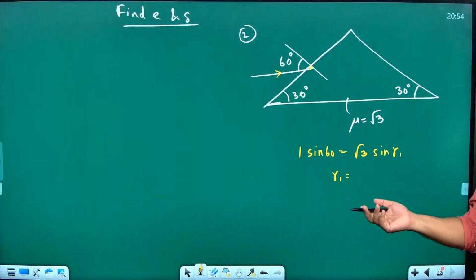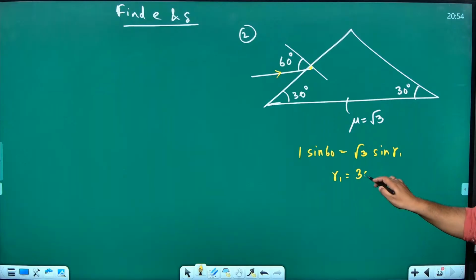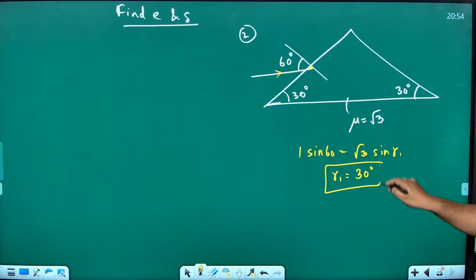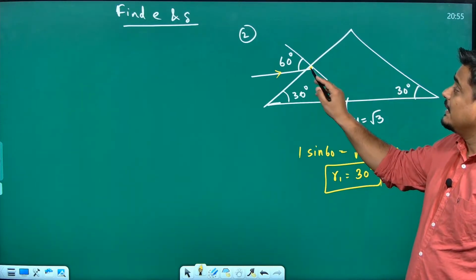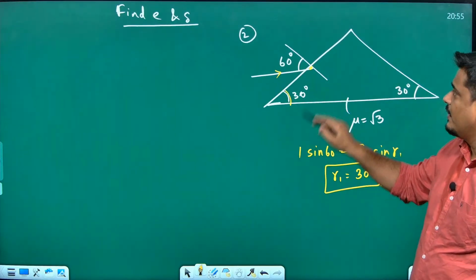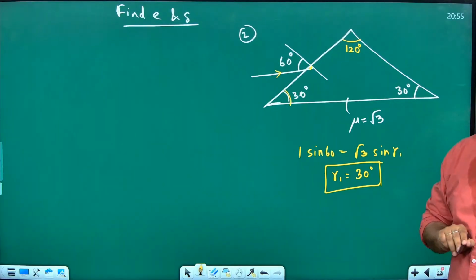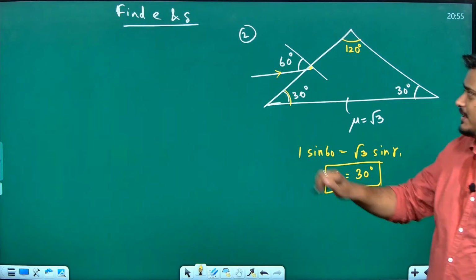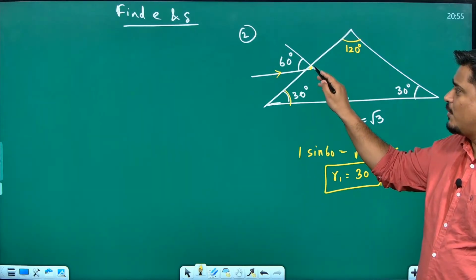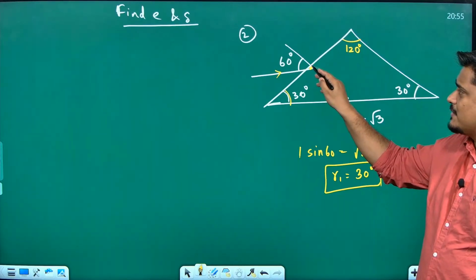How many degrees did you get? 30. All of you got 30 degrees for R1? I believe all of you have got this, and it is correct. It means that, see, this is 30 degrees, and this will be how much? 120 degrees, okay? Please pay attention. 60, and it is going to be 30.